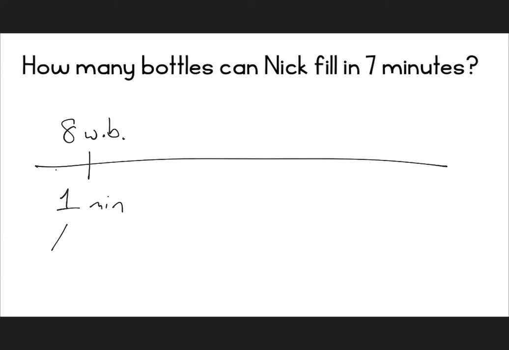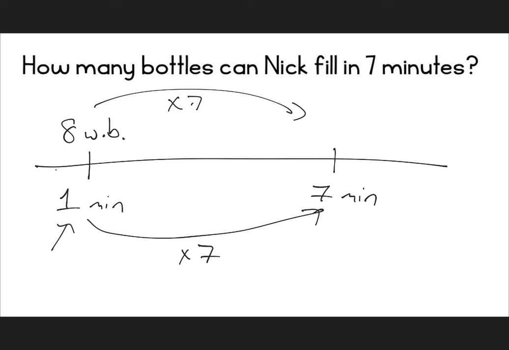So we found one thing, 1 minute. Now we can find anything. How many water bottles can he fill in 7 minutes? If we want to move from 1 to 7, Libby, are we going to multiply or divide? We're getting bigger, so multiply. Multiply by what? 1 times what is 7? Times 7. What we do to the bottom part, we do to the top part. So we multiply 8 by 7 and we get 56 water bottles. So Nick can fill 56 bottles in 7 minutes.